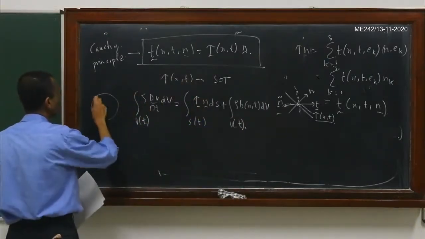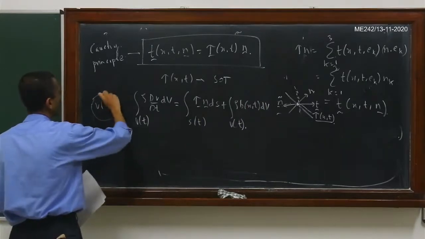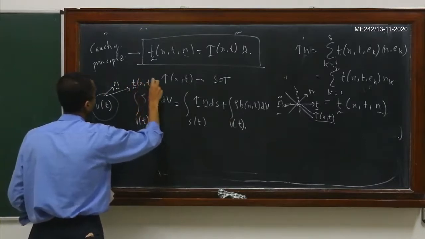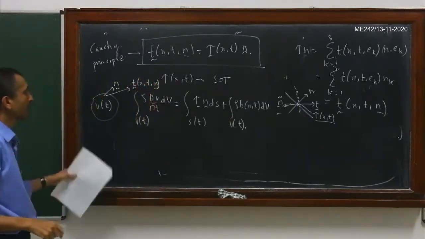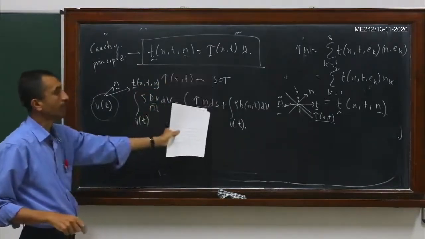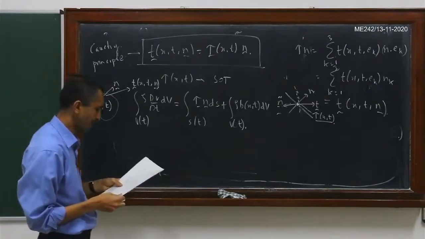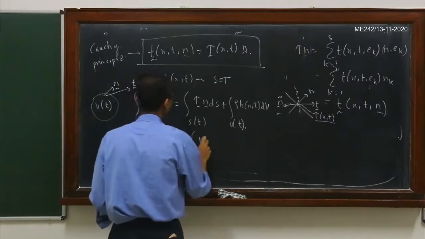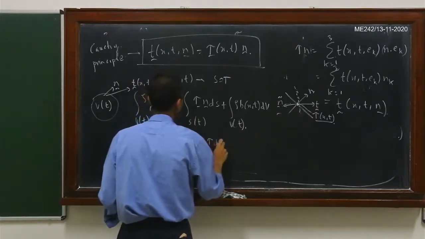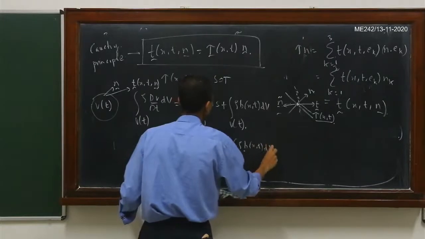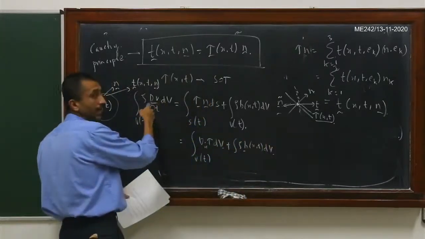If you recall, this is v of t, which is our material volume. This is t of x, t, n, the traction that is acting, and now what we have shown is that the traction is equal to tau times n. So I can replace it in this particular way, and then I can apply the divergence theorem here. So this goes to the integral of del dot tau dv over v of t plus the integral of rho times b of x comma t dv. Here I have already applied the second transport theorem.